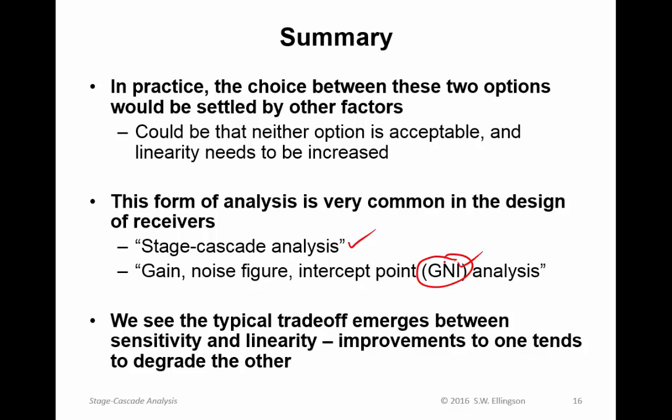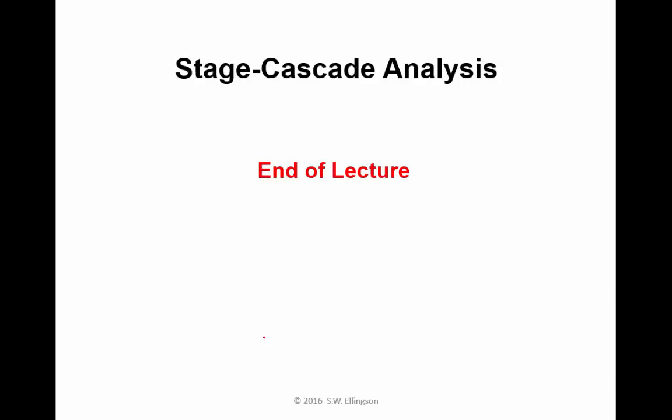And we see that the typical trade-off emerges between sensitivity and linearity. I call it typical because I referred to it probably in the first lecture in this course. The fact that things we do to improve sensitivity tend to degrade linearity and vice versa. And it's very difficult to have both be very good. It's common that improvements to one degrade the other. This completes this lecture on stage cascade analysis.